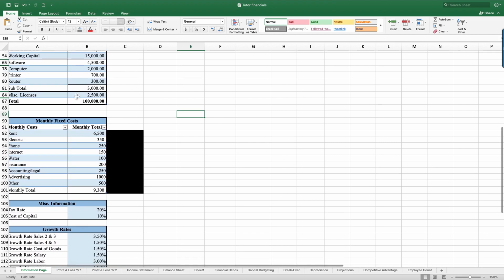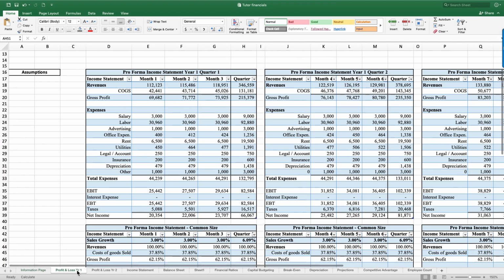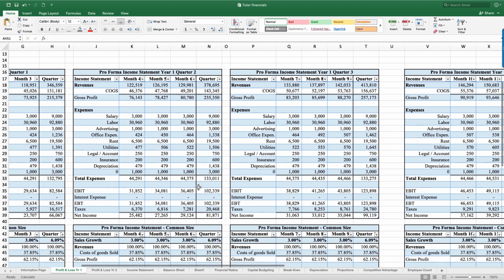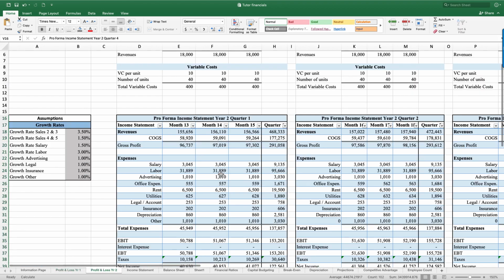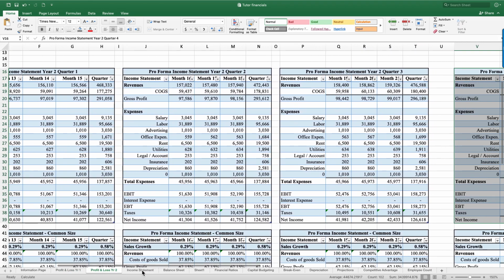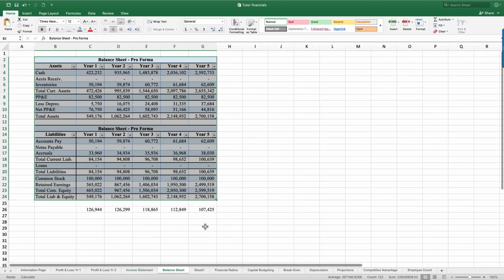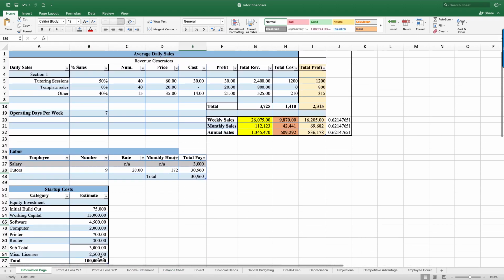Then all the information on the front page rolls over to all my other templates that I've created: the profit and loss for year 1, the profit and loss for year 2, the income statement, and the balance sheet. So anytime any of these numbers are changed, all these other numbers change as well.